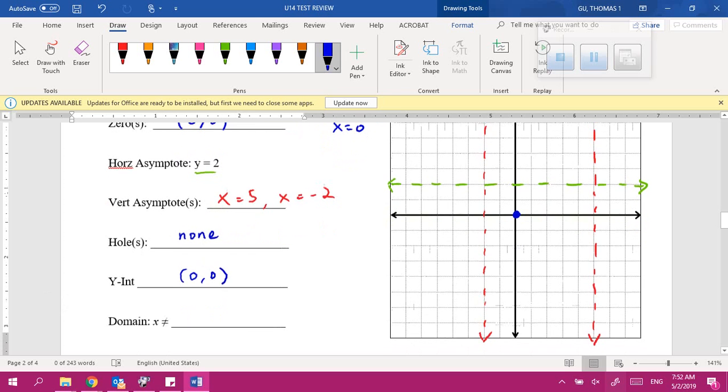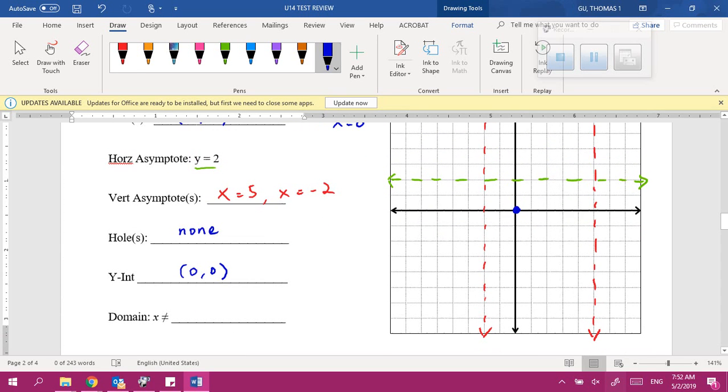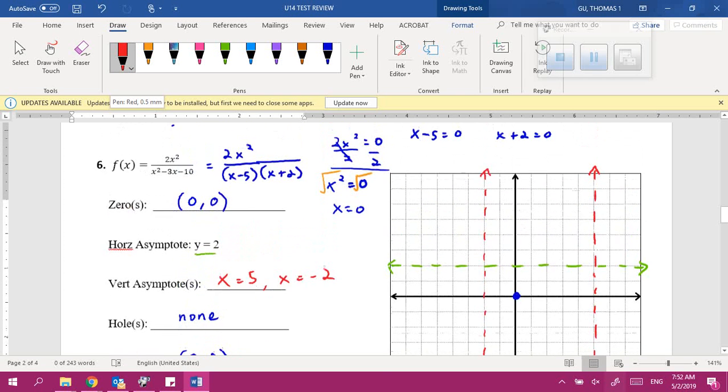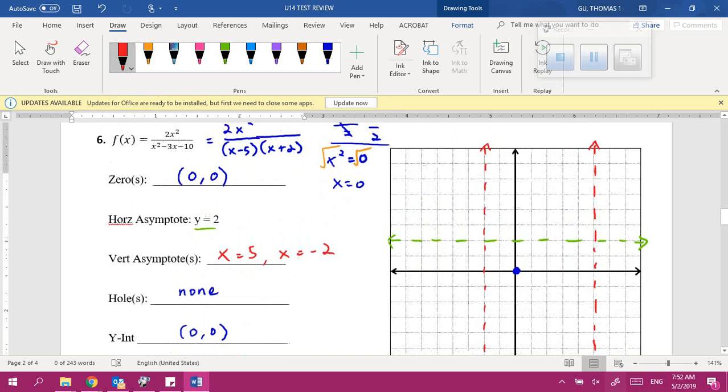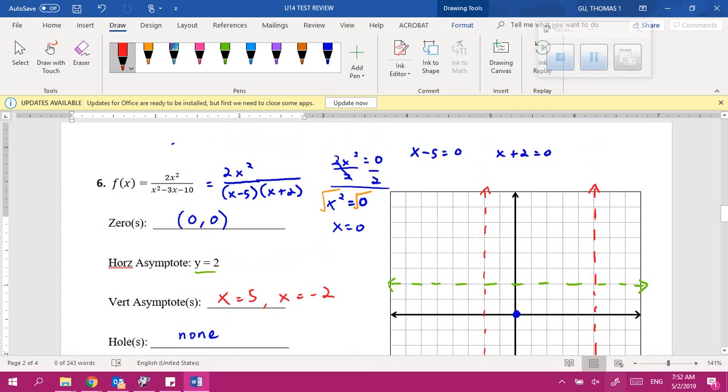And then for the domain, what's the domain going to be? x is not equal to 5 and negative 2, right? And that came from where? The vertical asymptotes. Very good. So now we just have to graph this. What do I need to do to graph this middle section? We need to graph the middle section first, and then we'll find the branches on the sides. But first, how would I graph the middle section? I have one point right there, but how do I find more?